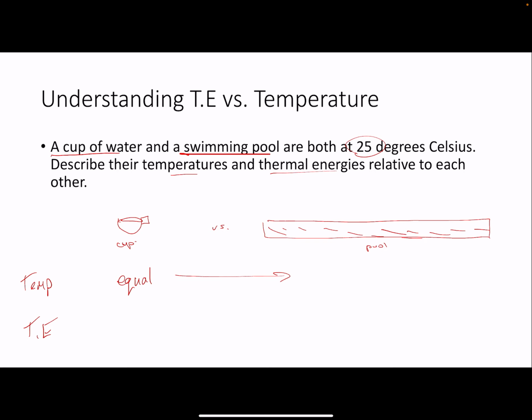In terms of thermal energy, if the particles all have the same amount of energy, the fact that the pool has more particles means it has a higher amount of thermal energy because it's an additive property. So that's the difference between the two terms. They can be at the same temperature and have different thermal energies.